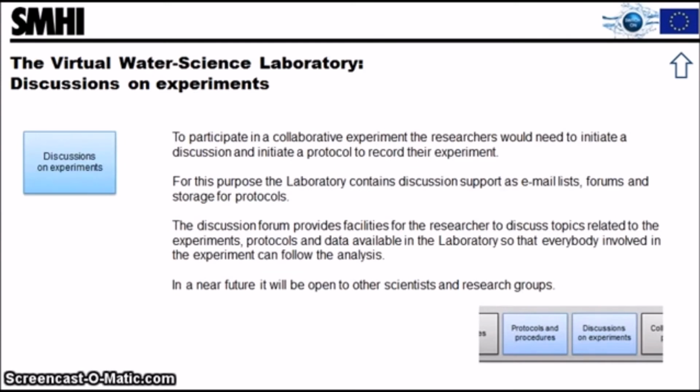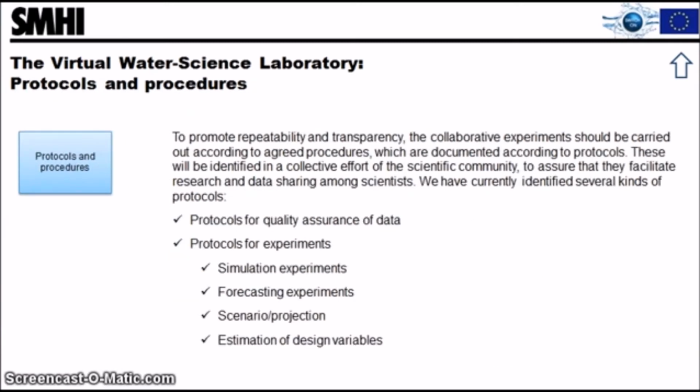To participate in a collaborative experiment, the researchers would need to initiate a discussion and initiate a protocol to record their experiment. For this purpose, the laboratory contains discussion support such as email lists, forums, and storage for protocols. To promote repeatability and transparency, the collaborative experiments should be carried out according to agreed procedures, which are documented according to protocols. This will be identified in a collective effort of the scientific community to assure that they facilitate research and data sharing among scientists. There are currently several kinds of protocols identified in the project.